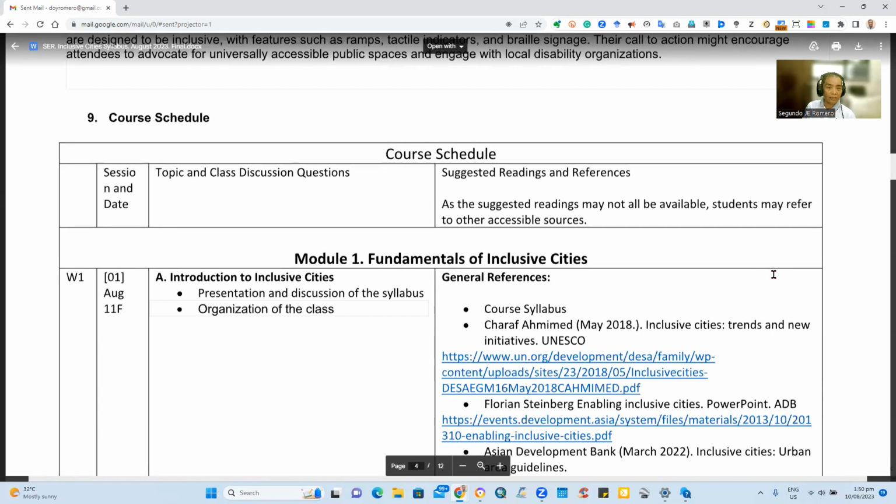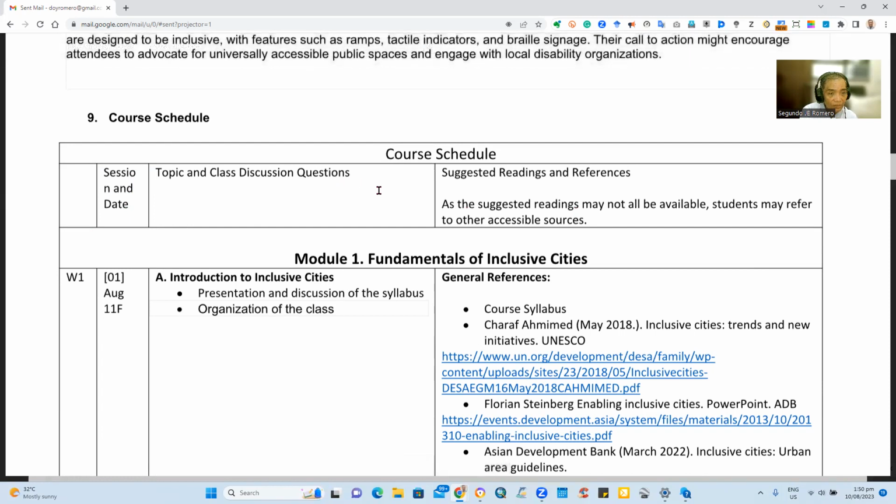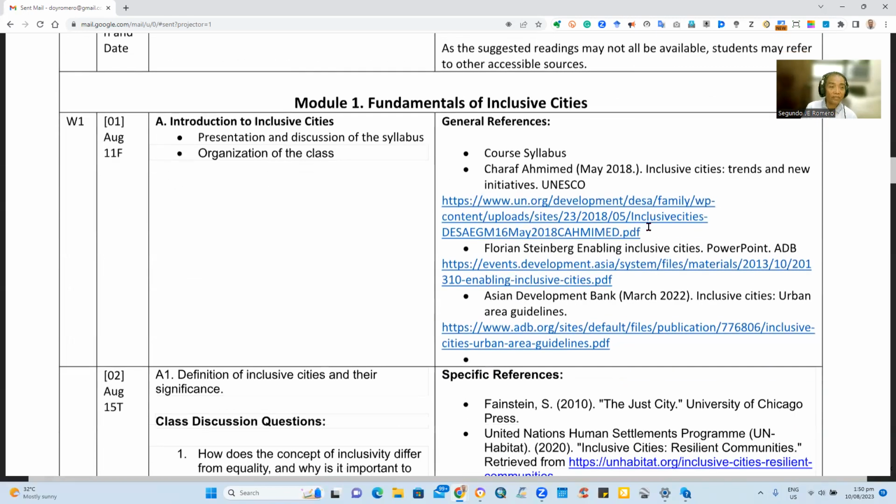Okay, the course schedule, number 9. This is the longest item here, so let me just focus on the structure. Of course, the matrix has session and date, and topic and class discussion questions, suggested readings and references. As suggested readings may not all be available, as I've emphasized before, students may refer to other accessible sources. Okay, Module 1 is fundamentals of the city, and the main unit is introduction to inclusive cities.